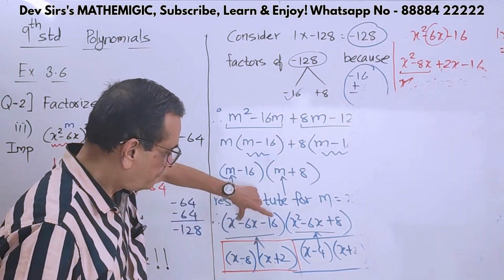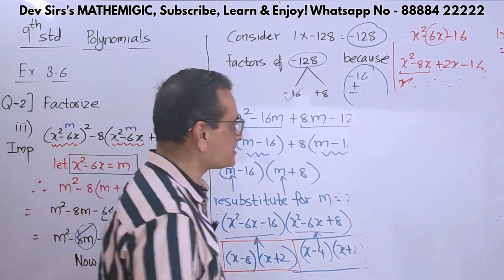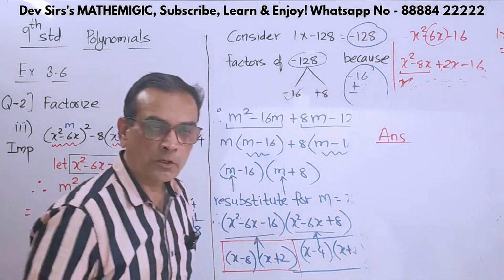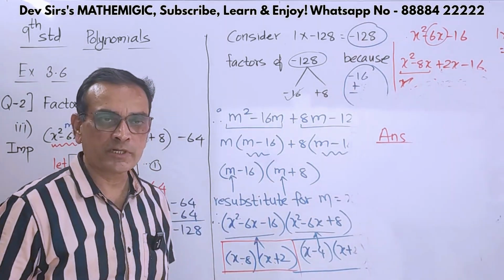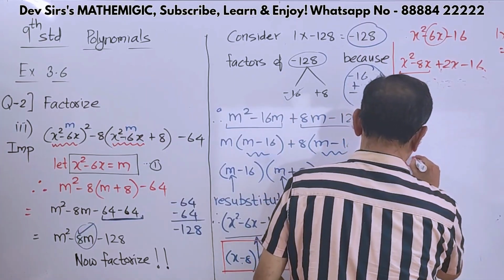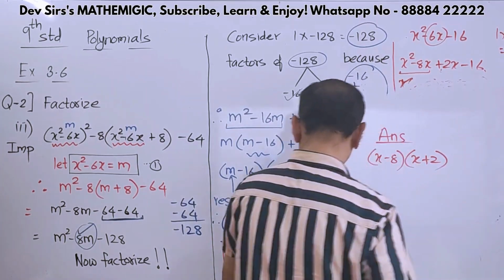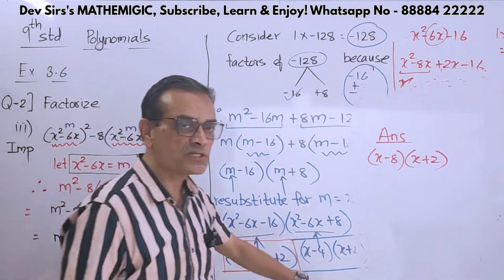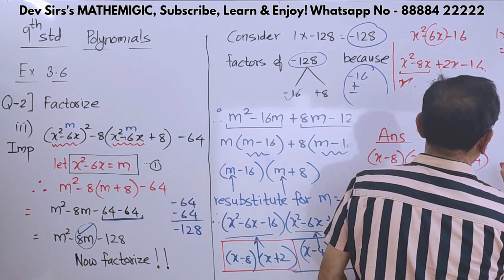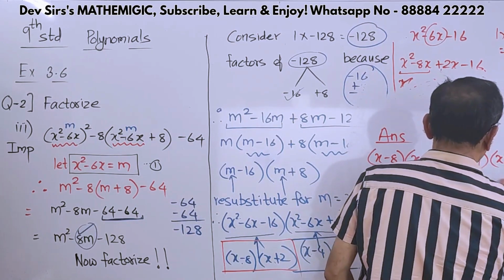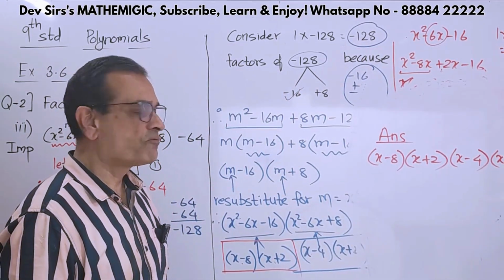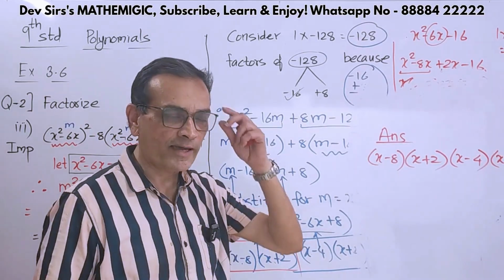First, for this bracket you get x minus 8, x plus 2. Now you are allowed to write x plus 2, x minus 8 also. It is up to you. For the second bracket you get x minus 4, x plus 2. So 4 brackets, 4 factors is our final answer.